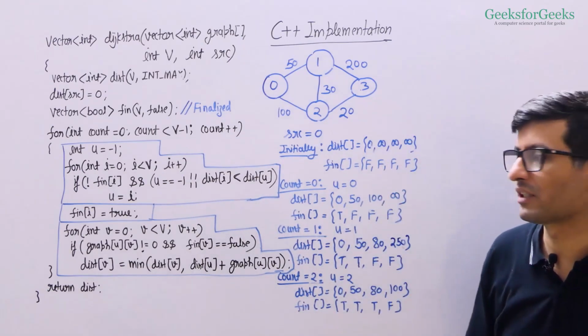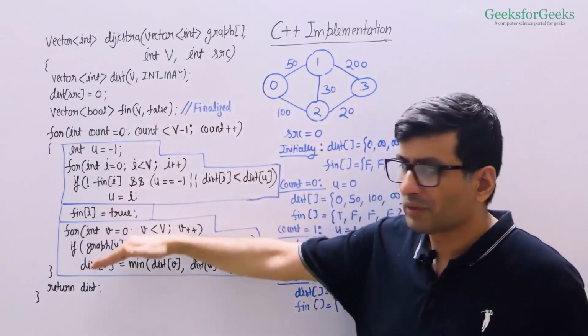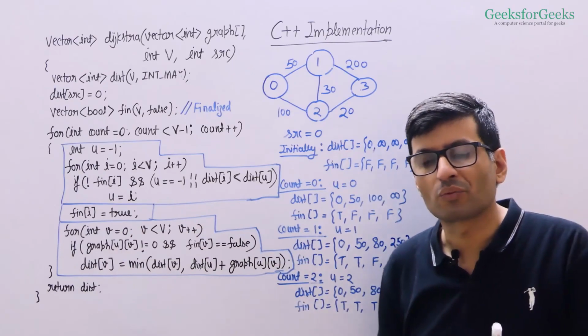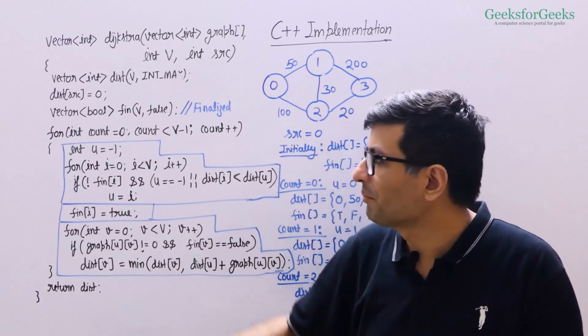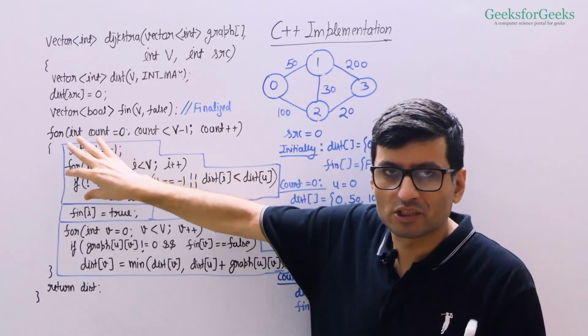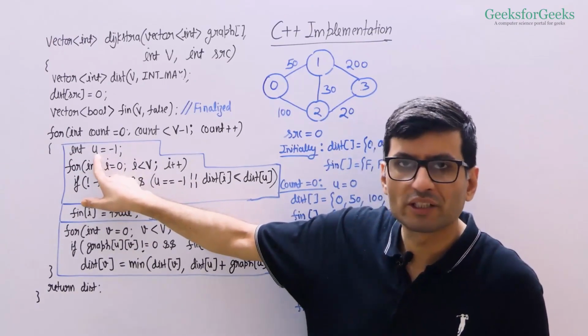Initially no distances are finalized, so we have all as false. And after doing this we run this loop, and this loop runs v minus 1 times. And in every iteration what we do is we pick the minimum distance vertex, the vertex which has minimum distance value, and this vertex is not finalized. So we initialize such a vertex as minus 1.